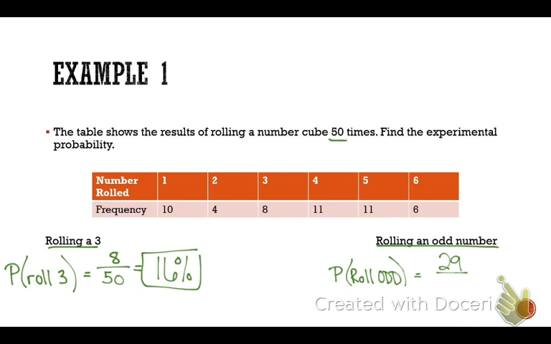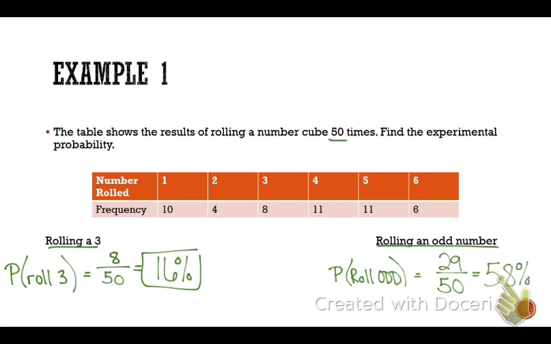So how many tries for 1? What was the frequency? 10. Plus how many for a 3? 8 is 18. Plus 11, which is 29. Out of 50. And 29 divided by 50 gives me 58%.